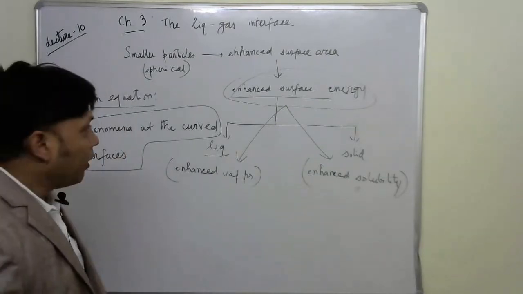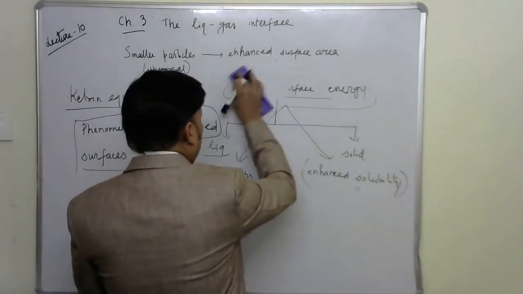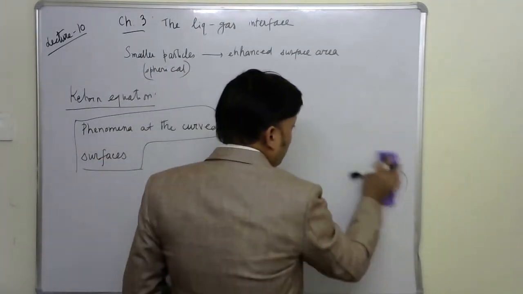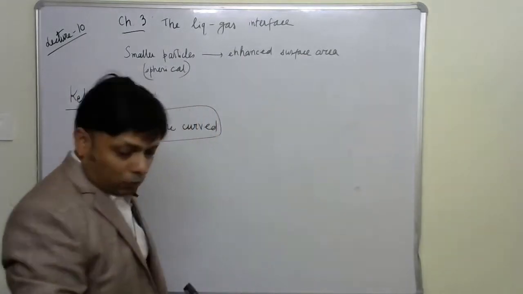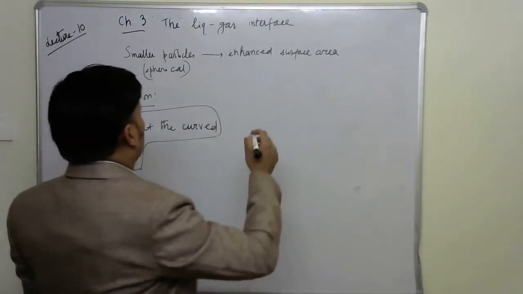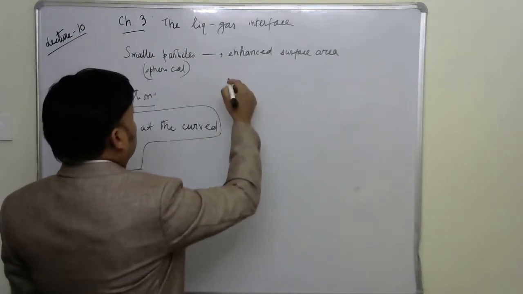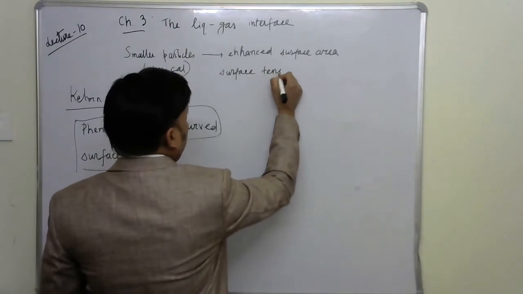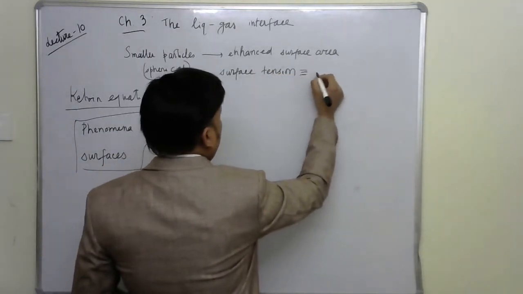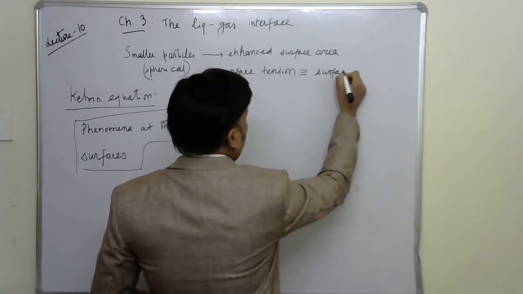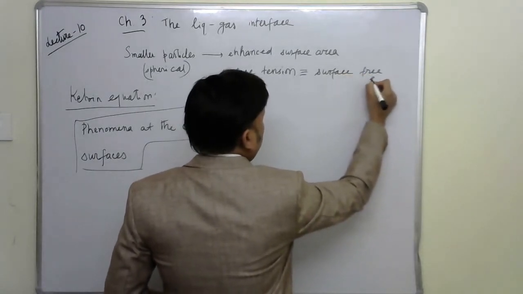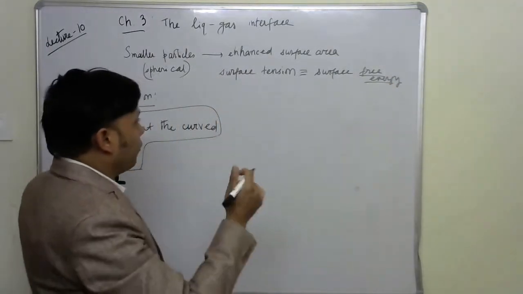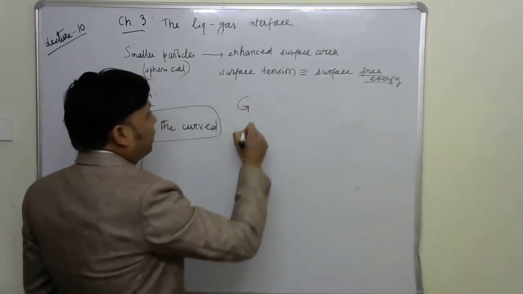Now, before we proceed further to deduce the Kelvin equation, we must get ourselves familiar with a few basic thermodynamic equations. When we talk about surface energy or surface tension, surface tension is nothing but surface free energy. So this term free energy is very important. Whenever we think about free energy, we think of the Gibbs free energy, G.